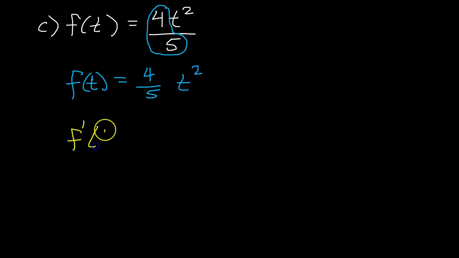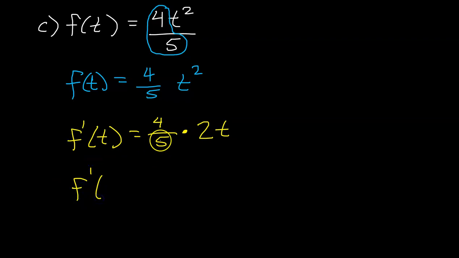So f prime of t is going to equal, the constant, we're going to leave that alone and write 4/5, just leave that alone. And now we'll do the power rule. Take the 2, put that in the front, and then reduce the exponent by 1. Well, that'll just leave a 1, which we don't really need to put. So we have this. And for the final answer, we'll just go ahead and multiply by the constant.